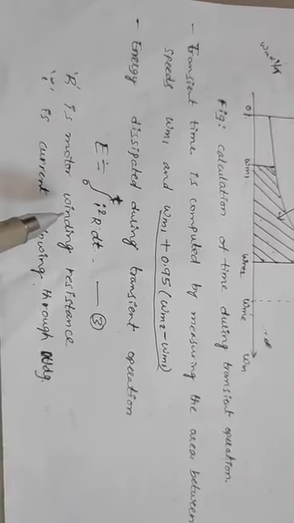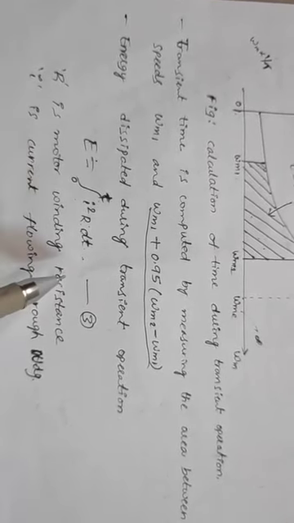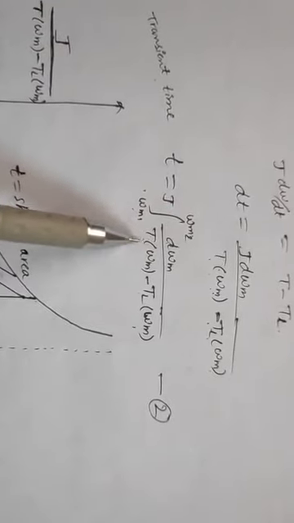In this way we can find the energy dissipated during the transient operation and also the transient time. By using this equation, we'll see problems in further classes.